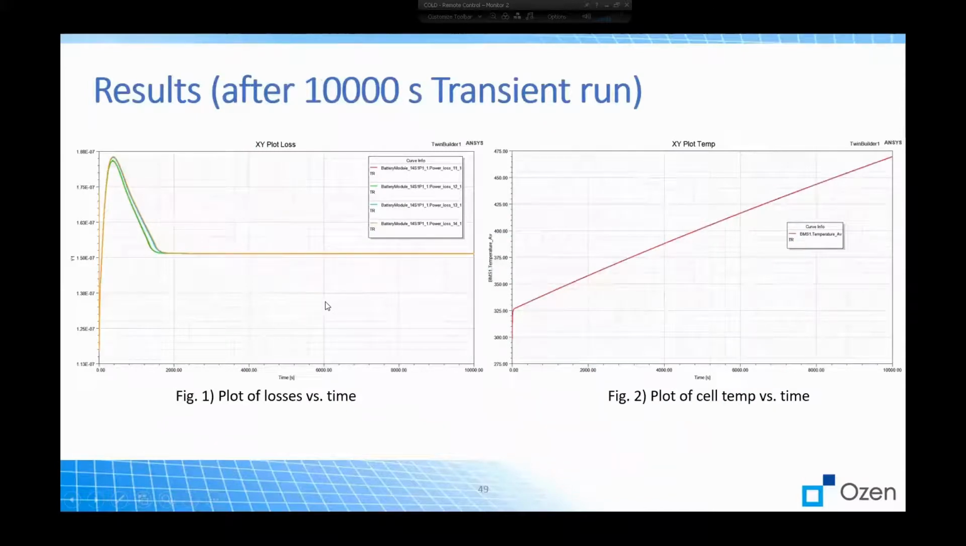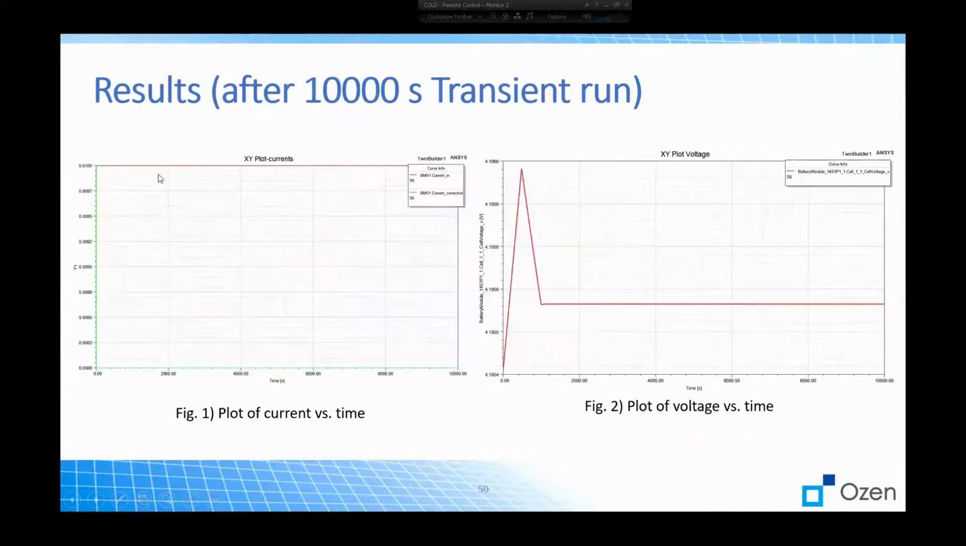Based on what I described, now we can predict the behavior of the system. Here you see the results after a 10,000 second transient run. You see how the losses, for example, changed in different cells as a function of time. Then you see how the temperature goes up. Initially, it goes up much faster, but almost immediately the BMS kicks in and makes it a little slower because the current is cut to 80% of what it was.